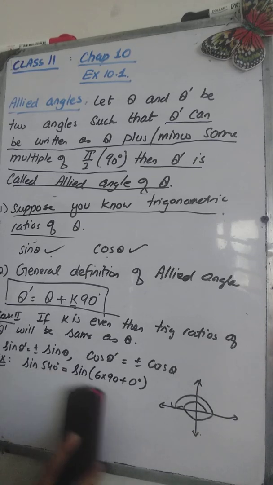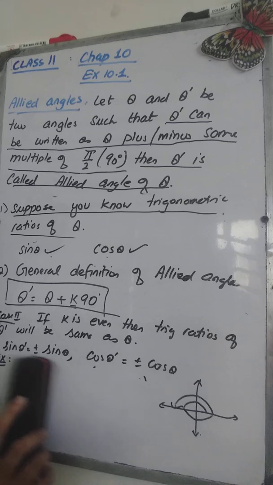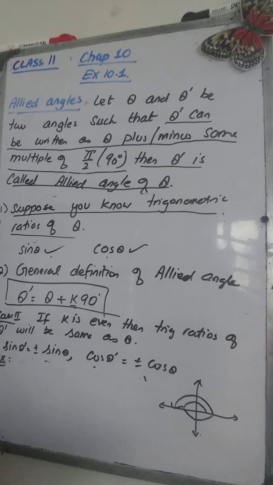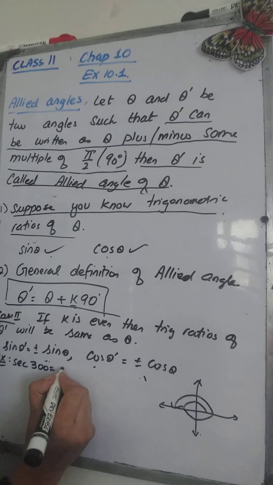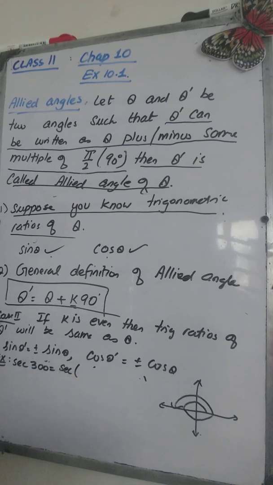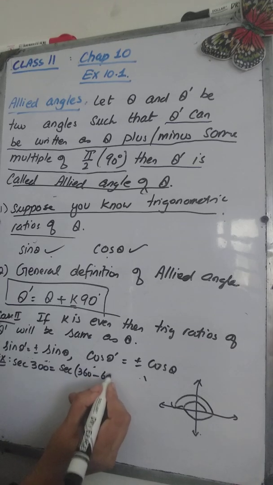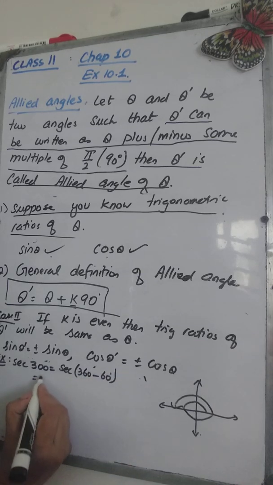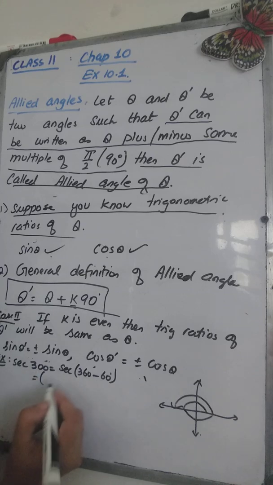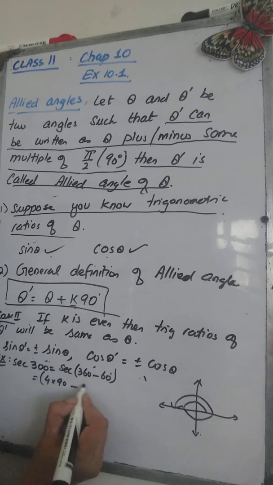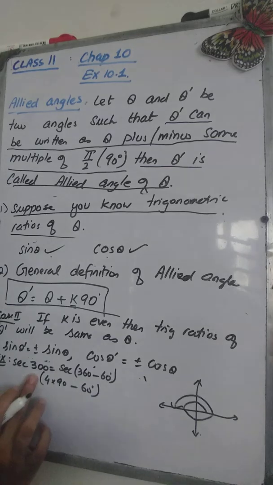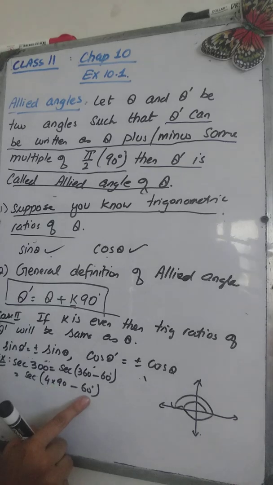540 was the exact multiple of 90. Let me take another example. For example, 300. Suppose we want to find secant 300. Now 300 can be written as 360 minus 60 degrees, and 360 minus 60 is 300. 360 can be written as 4 times 90 minus 60 degrees. So 300 is written as 4 times 90 minus 60.